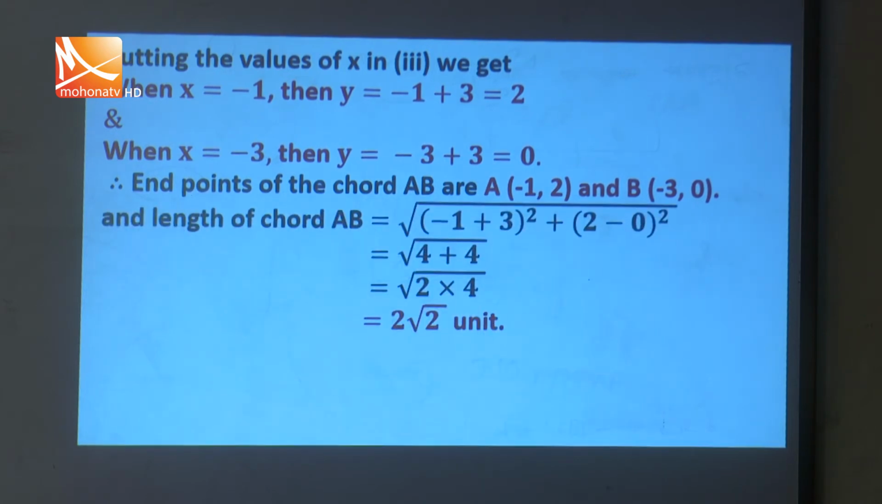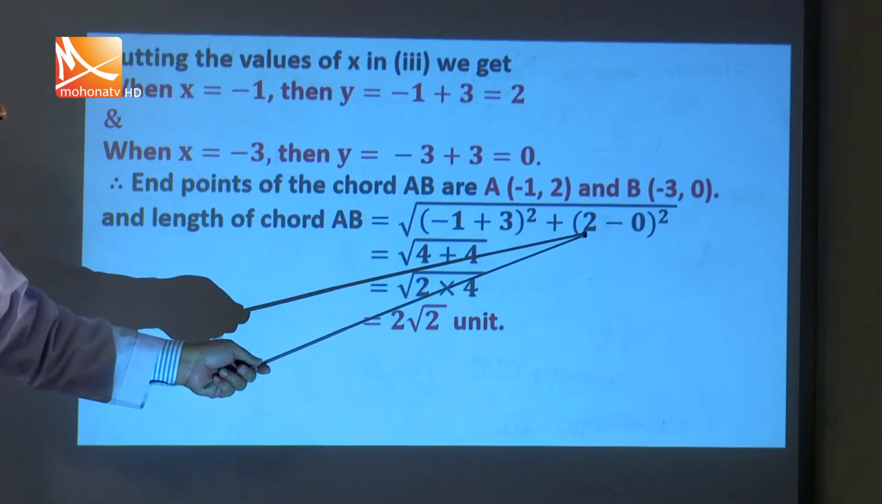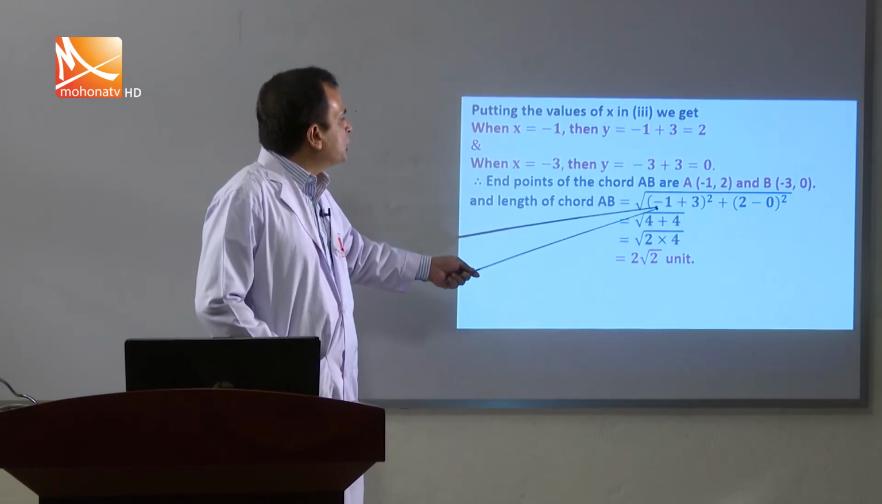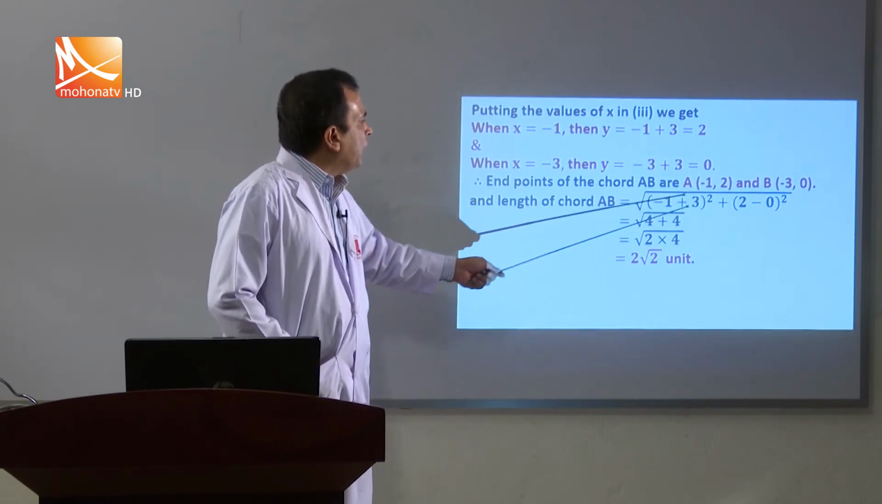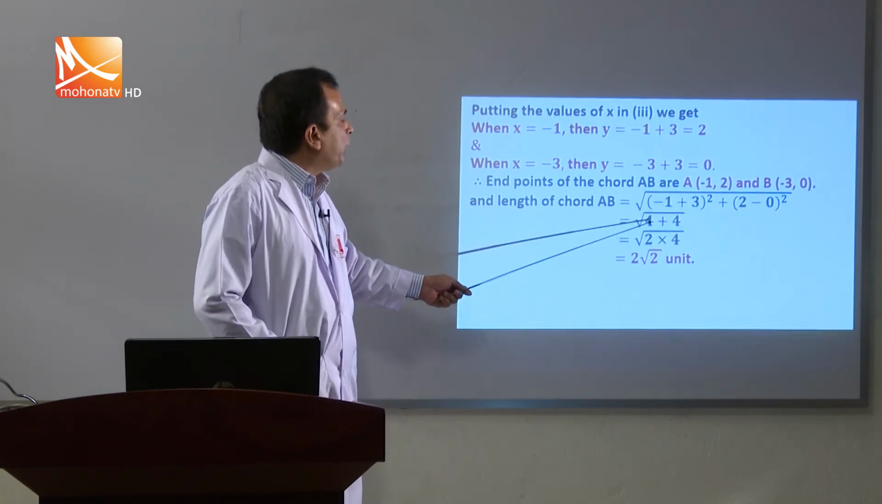and the length of the chord AB equals square root of x1 minus x2 whole square plus y1 minus y2 whole square. We are finding this with the help of the distance formula. That's why it will be x1 minus x2 whole square, that is minus 1 plus 3 whole square, plus y1 minus y2 whole square, it will be 2 minus 0 whole square. Then minus 1 plus 3, this is 2, 2 square is 4, and then 2 minus 0, this is 2, 2 square is 4, square root of 4 plus 4.